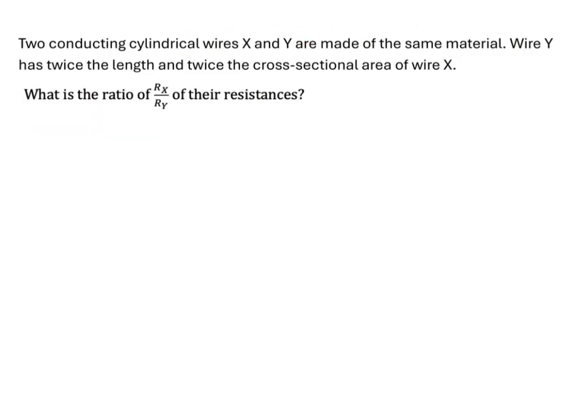Now we have got another problem here. There are no numbers given to us. Two conducting cylindrical wires X and Y are made of the same material. Y has twice the length and twice the cross-sectional area of wire X. So let's just write down wire X and wire Y. They have the same material, so their resistivity will be same.